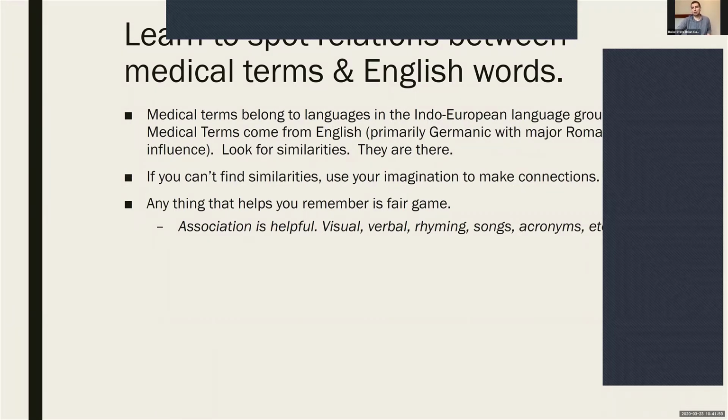Learning to spot the relationships between medical terms and English words will be important as we continue. Most of the words we're using are from Latin or Greek, and we'll see that a lot of our American or English terms actually come from Latin or Greek word roots. That is going to start making more sense of why we use the words we use today, because they come from these ancient or classical languages.